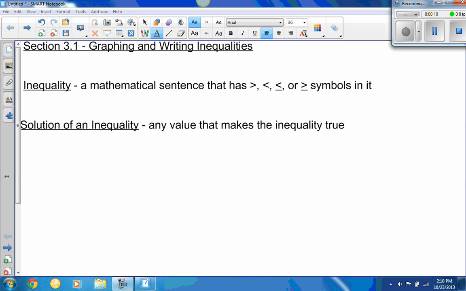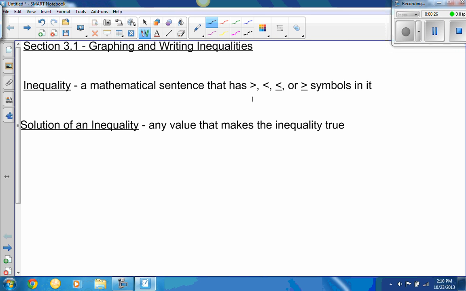Your video for tomorrow is going to be section 3.1 out of the book, which is on graphing and writing inequalities. And first of all, to just remind us of what an inequality is, those are the mathematical sentences that have the greater than, less than or equal, or greater than or equal symbols in it. So it has these symbols.